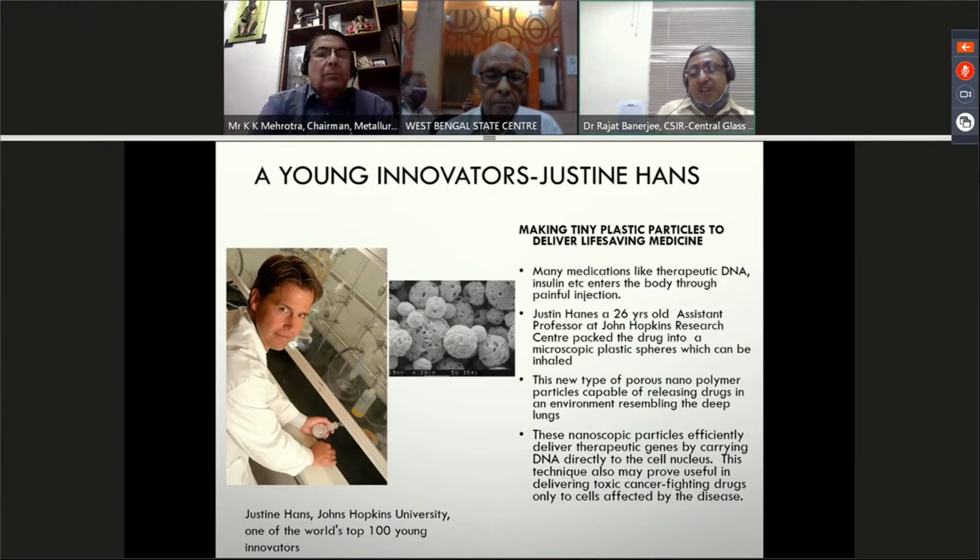Next, a young inventor, Justin Hans, making tiny plastic particles to deliver life-saving medicine. Many medications like therapeutic DNA, insulin, etc. enter the body through painful injection. Justin Hans, a 26-year-old assistant professor at Johns Hopkins Research Center, packed the drug into a microscopic plastic sphere which can be inhaled. This new type of porous nanopolymer particle is capable of releasing drugs in an environment resembling the deep lungs. These nanoscopic particles efficiently deliver therapeutic genes by carrying DNA directly to the cell nucleus. This technique also may prove useful in delivering toxic cancer-fighting drugs only to the cells affected by the disease.